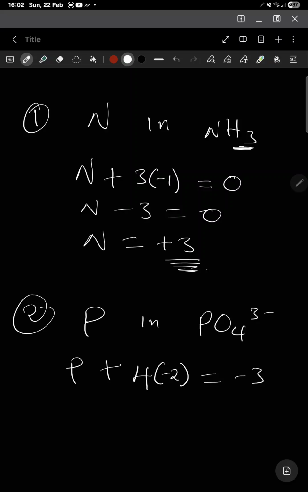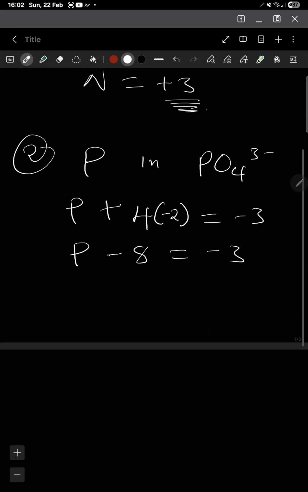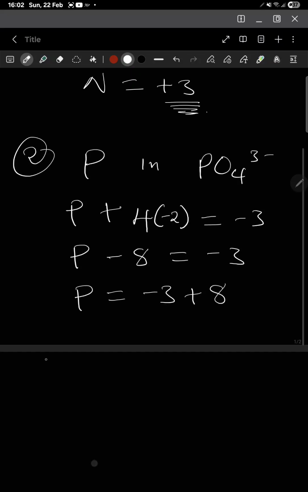Alright, now from here, what you can do is solve that equation and find the value of P. That means you've gotten its oxidation number. Let me first multiply 4 times -2, we get -8, so P plus -8 is equal to -3. Then we can make P the subject of the formula. So P is equal to -3, and the -8, when it crosses the equal sign, forms a +8. And therefore, we shall have P equal to -3 plus 8, which is +5.